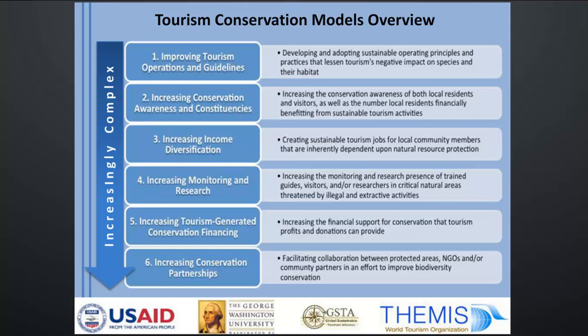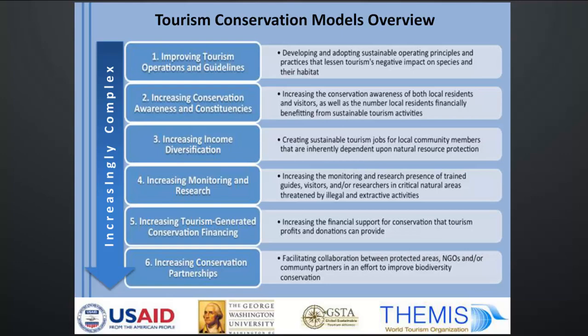The second model is focused on increasing conservation awareness in constituencies. The essence of this is it attempts to increase the conservation awareness of both local residents as well as visitors. That's very important, as well as the number of local residents that are financially benefiting from sustainable tourism. And we'll get into some models that represent those linkages.